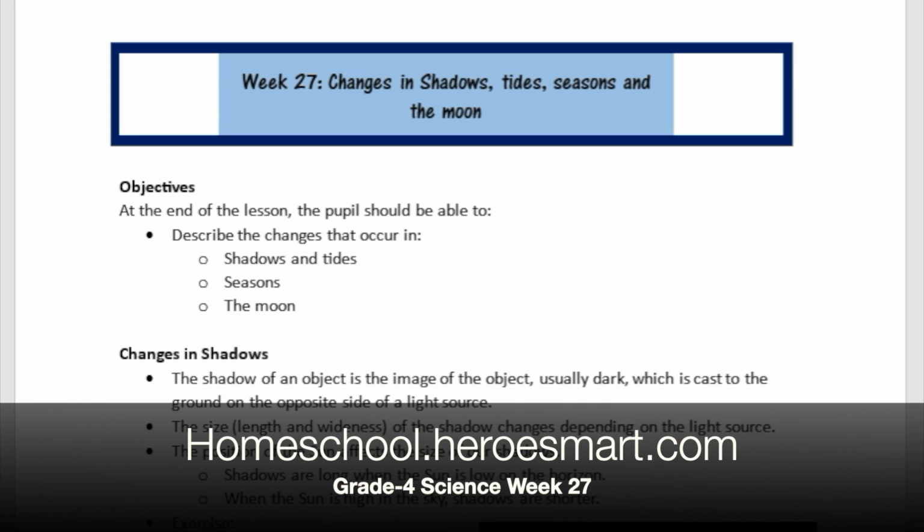We're going to be talking about 4th grade science and technology today. And week number 27 is what we are going to be talking about. We're going to be talking about changes in shadows, tides, seasons, and in the moon as well.